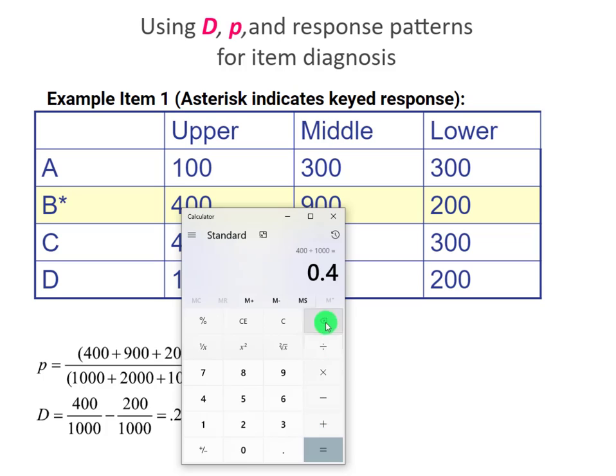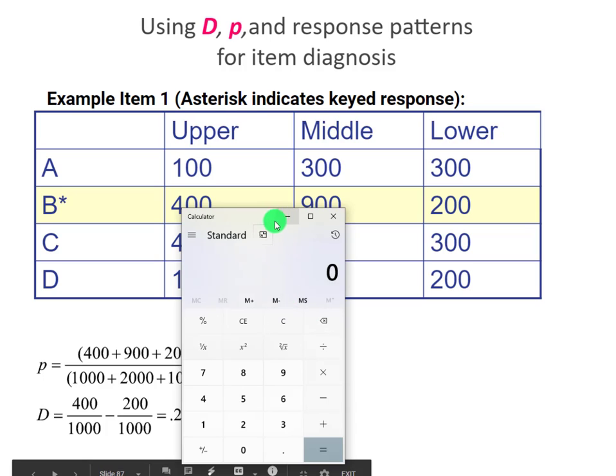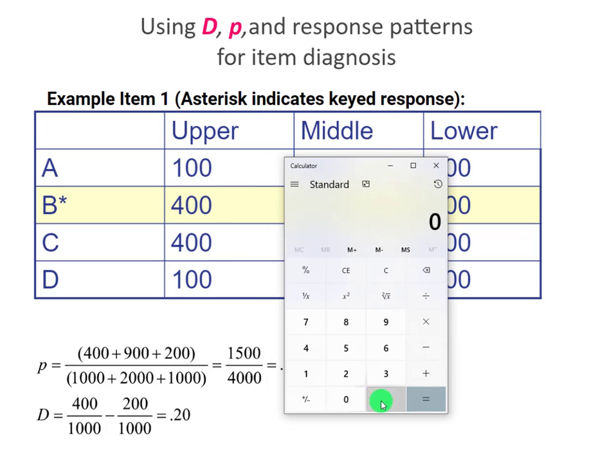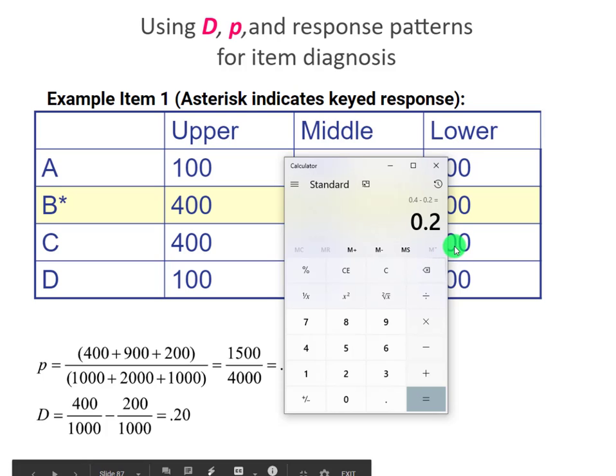And to prove it to you, I'll go ahead and clear this out. 200 divided by 1,000, and we get 0.2. So if we now take the difference between 0.4 and 0.2, the upper group proportion minus the lower group proportion, then we're going to get 0.2 as a discrimination. This is a positive value, so this is looking good.